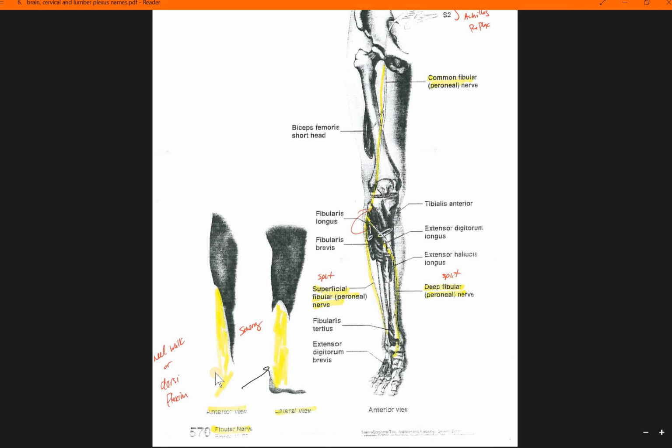And then you're also looking at muscle testing, which is heel walk. So you have them lift their toes up, so dorsiflexion, and lift their toes up and walk on their heels. Okay, so that would be assessing for muscle testing.